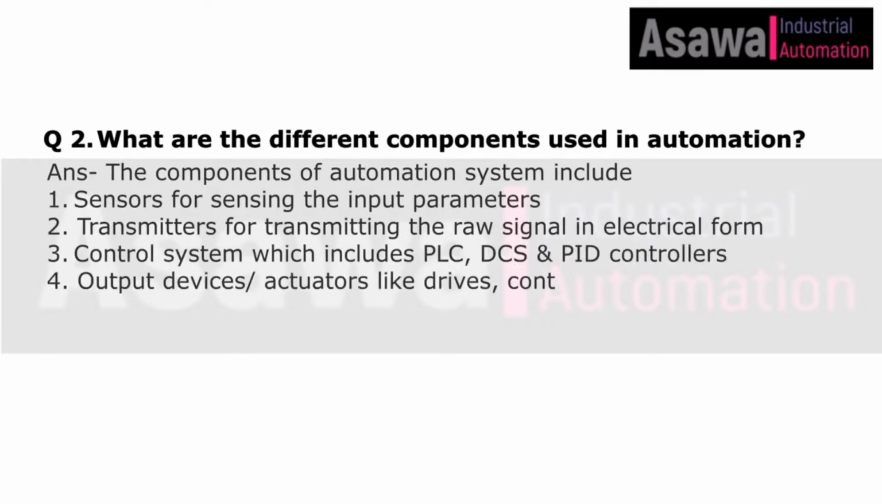Question 2. What are the different components used in automation? The components of automation system include: 1. Sensors for sensing the input parameters, 2. Transmitters for transmitting the raw signal in electrical form, 3. Control system which includes PLC, DCS and PID controllers, 4. Output devices, actuators like drives, control valves.